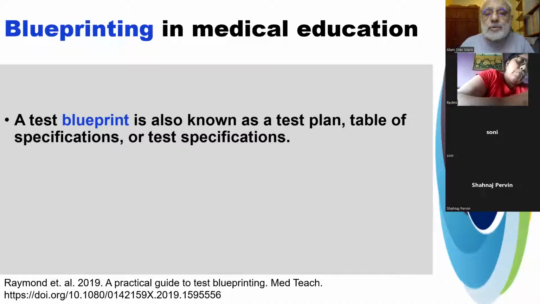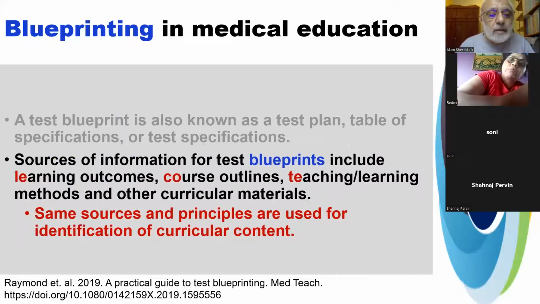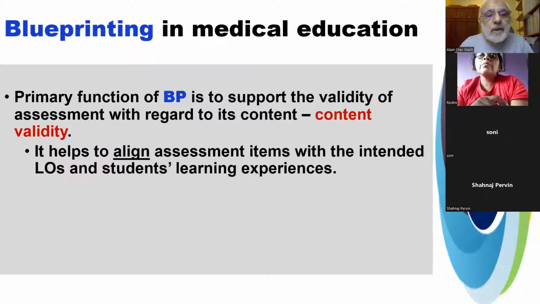A test blueprint is also known as a test plan, table of specifications, or test specifications. The sources of information for test blueprints include learning outcomes, course outlines, teaching learning methods, and other curricular materials. And the same sources and principles are used for identification of curricular content. The primary function of blueprinting for assessment is to support the validity of assessment with regard to its content, or in other words, content validity. It helps to align assessment items with the intended learning outcomes and students' learning experiences.